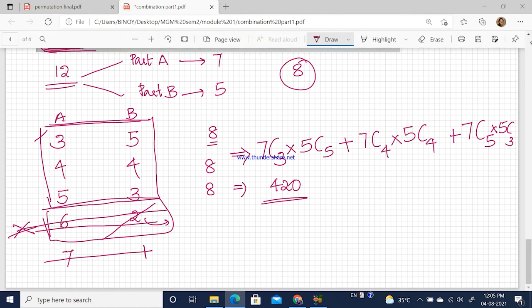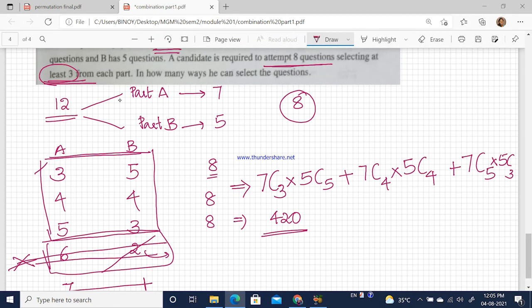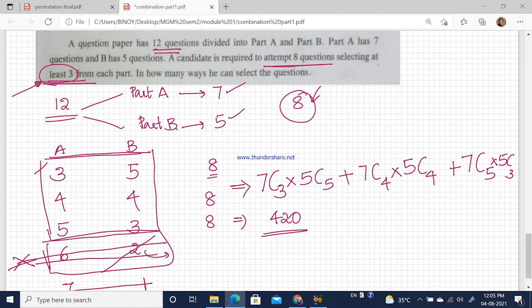So the main agenda is that you are given 12 questions. It is divided into part A and part B. Part A consists of 7 questions and part B consists of 5 questions. Every candidate should attempt 8 questions, selecting at least 3 from each part. So I consider 3 in part A. Then I should attempt 5 questions from part B. Only then will it make a total of 8.